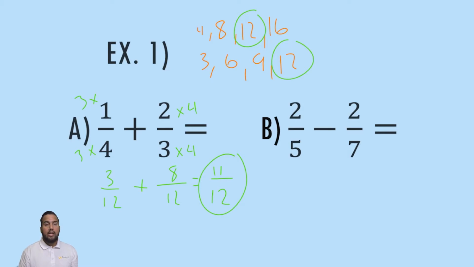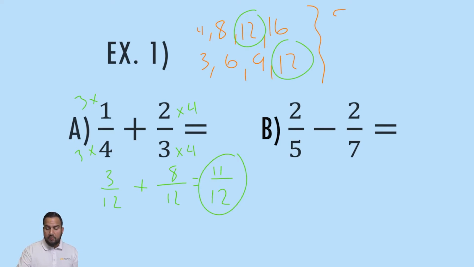Okay? Adding fractions and subtracting fractions is a topic that a lot of students struggle with because they forget about the LCD. But let's try B. I'm going to let you do example 2 on your own, but for example 1, we're just going to do it together. So 5 and 7, same thing. Ask yourself, list the multiples of 5 and 7. Sometimes you can even multiply 5 and 7. That could be your LCD, but let's try it.